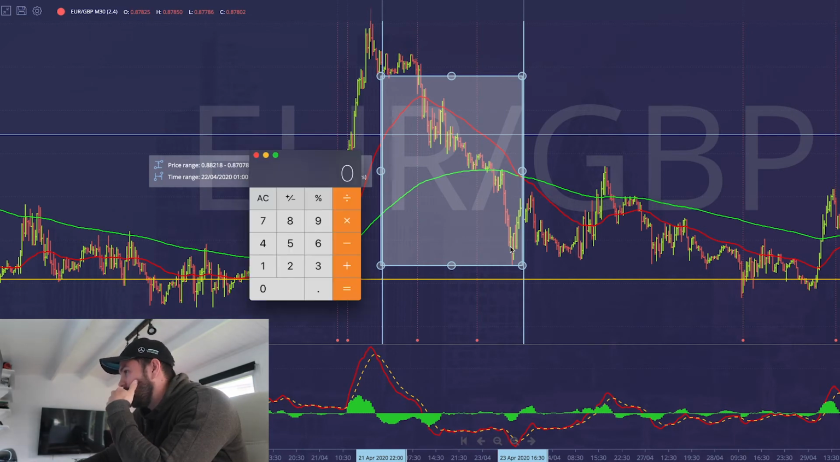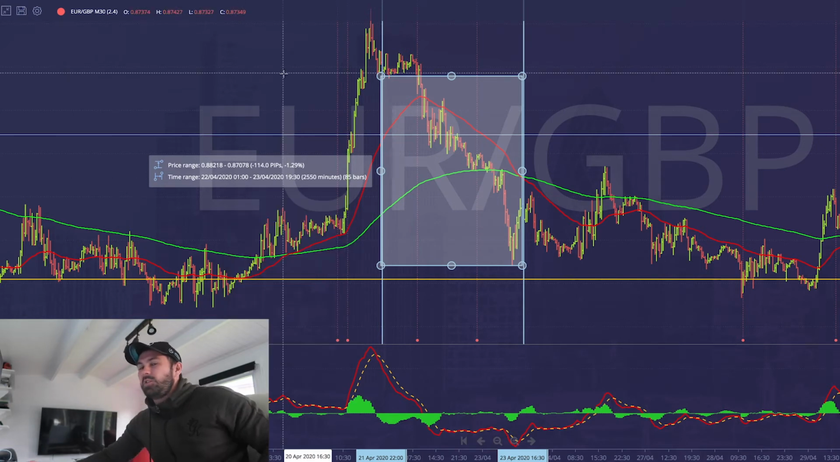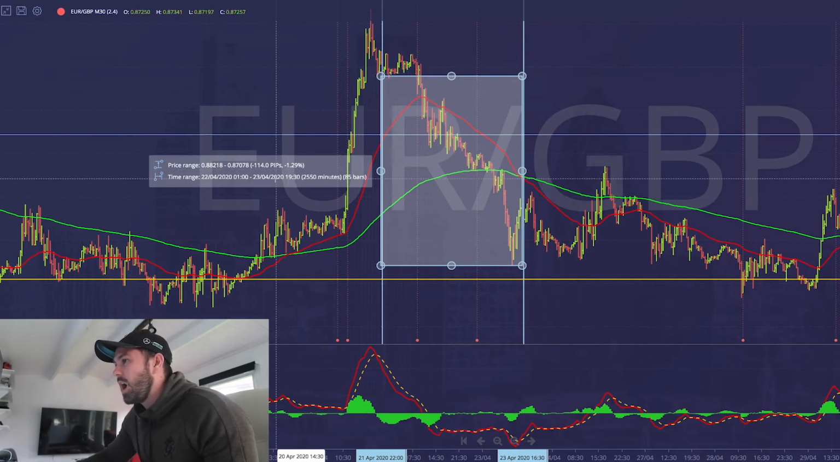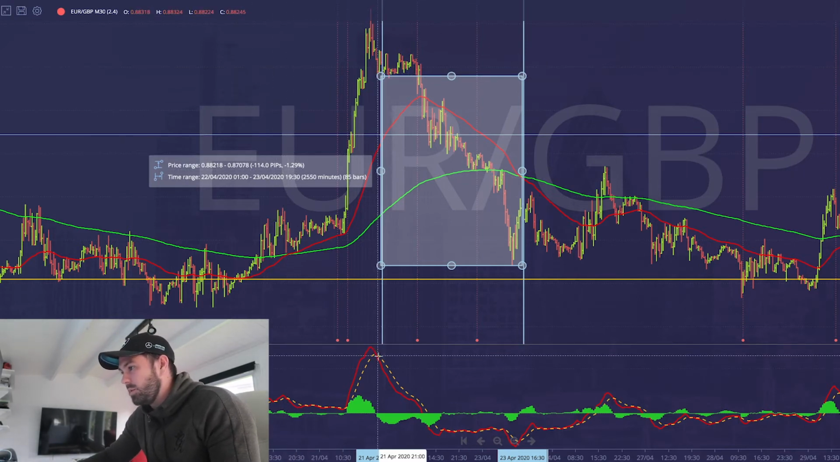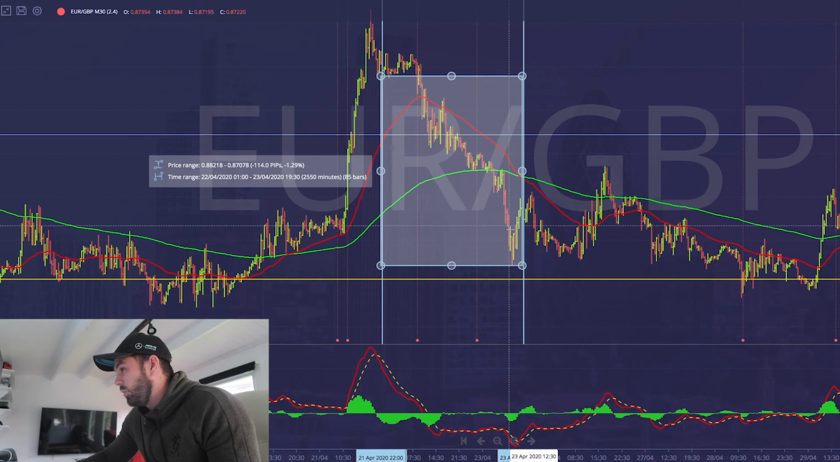30 times 85. Or let's just do it as 2550 divided by 60. 42 hours, so we're looking at roughly just under 2 days. 2 days, 114 pip move, purely by using the MACD indicator. As you can see here, it broke through the signal line. And then, as we can see, that is showing it's a selling move. So it's obviously done that, it broke through, and it's come all the way down and then broke through the signal line there, which is an indication to get out of that trade.